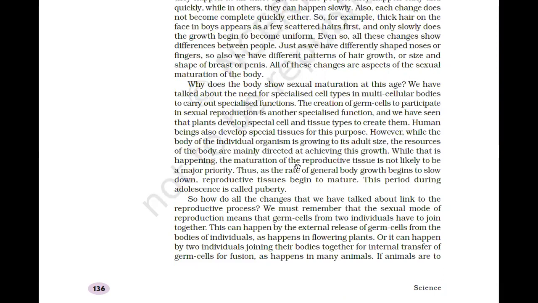However, while the body of the individual organism is growing to its adult size, the resources of the body are mainly directed at achieving this growth. While that is happening, the maturation of the reproductive tissue is not likely to be a major priority. Thus, as the rate of general body growth begins to slow down, the reproductive tissues begin to mature. This period during adolescence is called puberty.